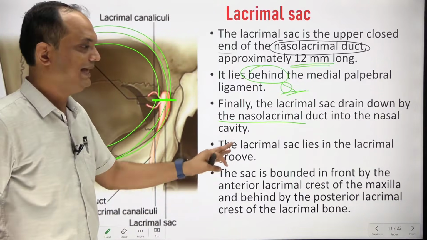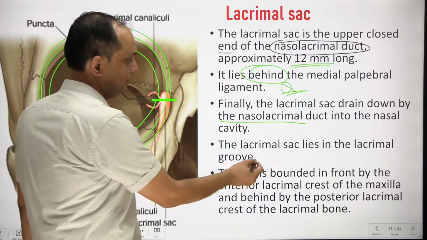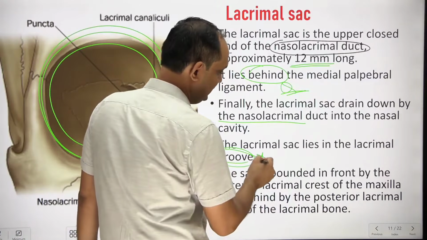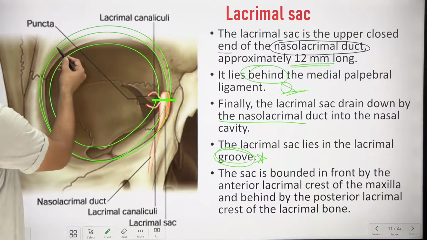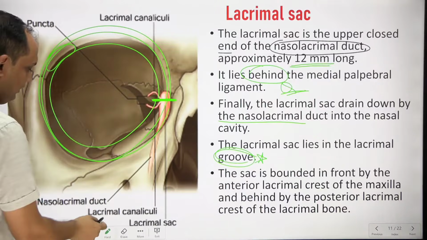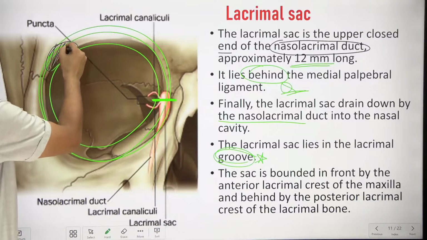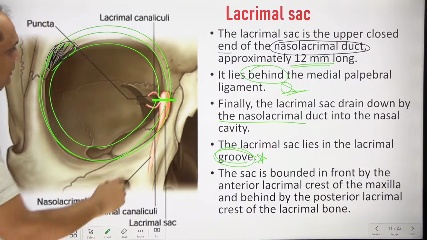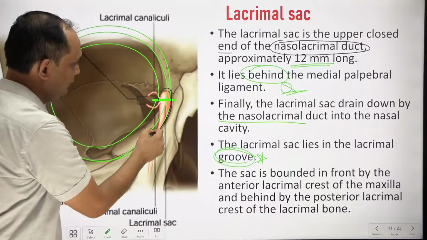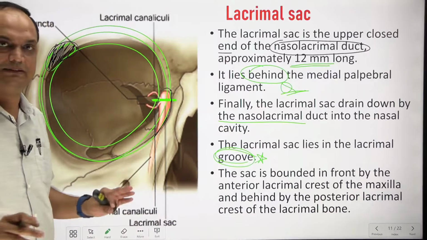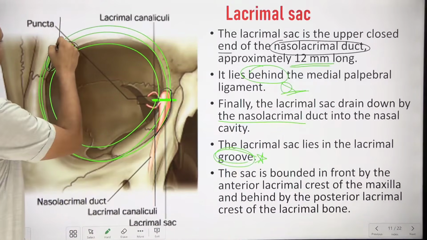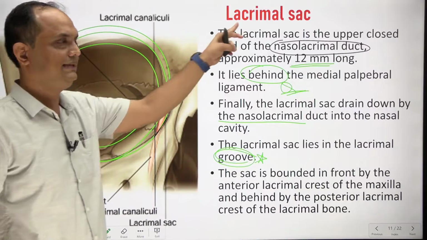Now, the lacrimal sac lies in the lacrimal groove. It is not a fossa, it is a groove. Where is the fossa? The fossa is here, and this fossa is for the lacrimal gland. So where is the fossa? It is here. Okay? And what is this? This is the lacrimal groove. It is not a fossa. Please keep this in mind. So this is the fossa, and the fossa is for the gland, and the groove is for the sac.